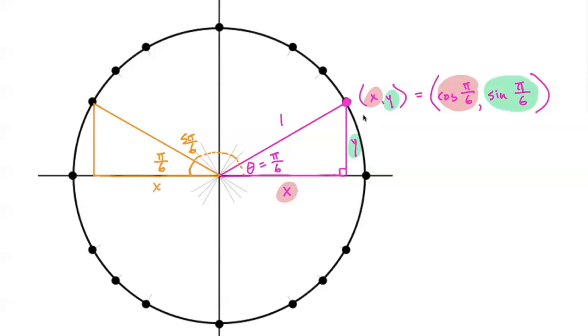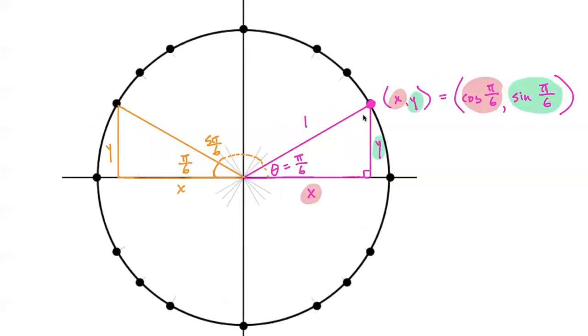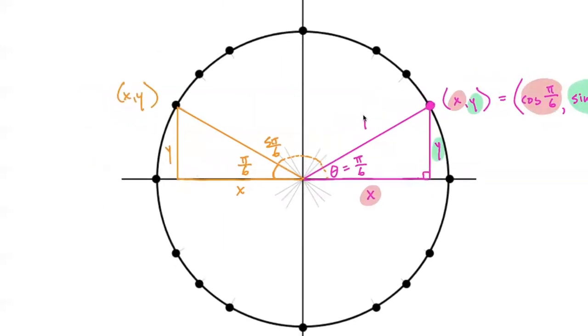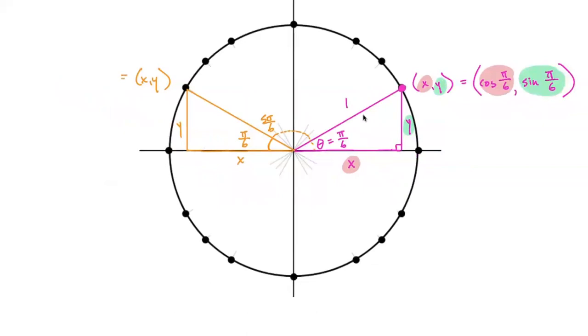If I label this x and I label this y, and I write those coordinates here, x, y, this distance x, how does that compare to this distance x? Ah, very nice. It's same but negative, right? So instead of saying this is cosine π/6, we could say that the orange x is negative cosine π/6.